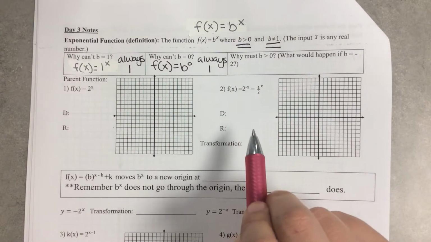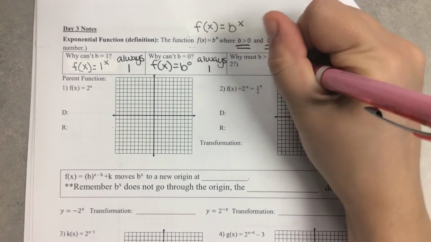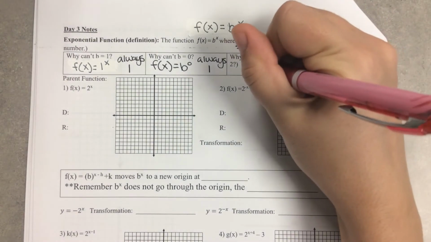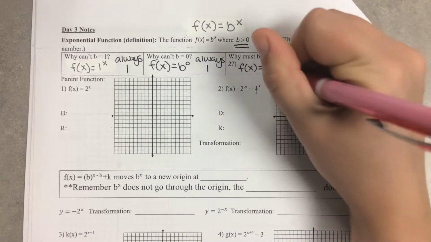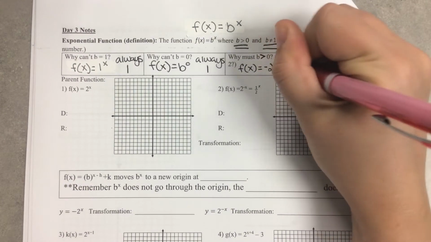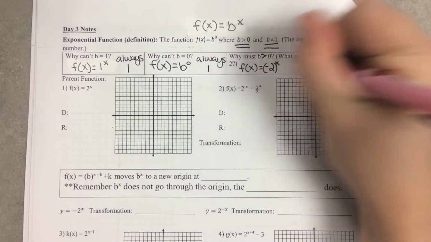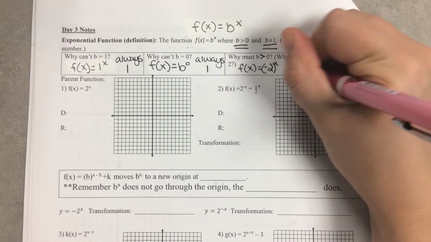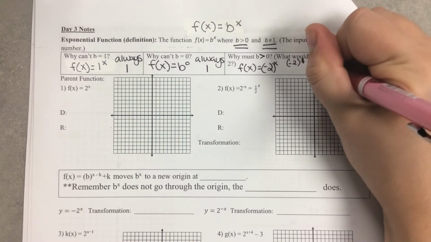So b equals 0. What happens if b is at negative 2? Let's take a look at that. I'm sorry, b is greater than 0. Well, what if we had f of x equals negative 2 to the x power? What's negative 2 to the first power? Negative 2 to the first power is negative 2.